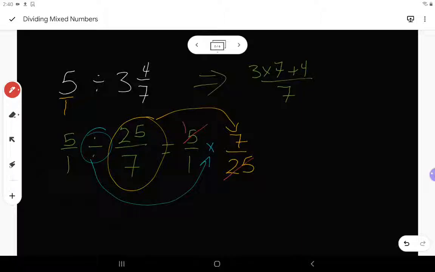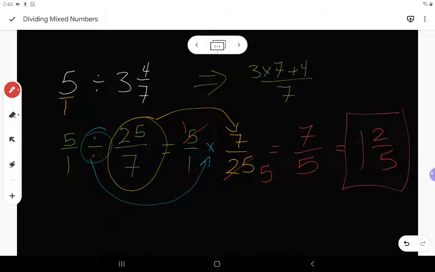5 divided by 5 is 1. 25 divided by 5 gives me 5. And now I'm left with 1 times 7, which is 7, and 1 times 5, which is 5. And 7 over 5 is my improper fraction. 5 fits into 7 one full time, and there are 2 pieces left over. So there's my final answer.